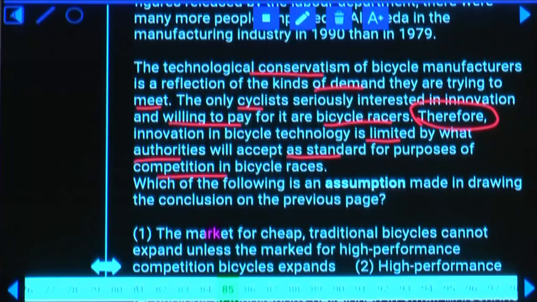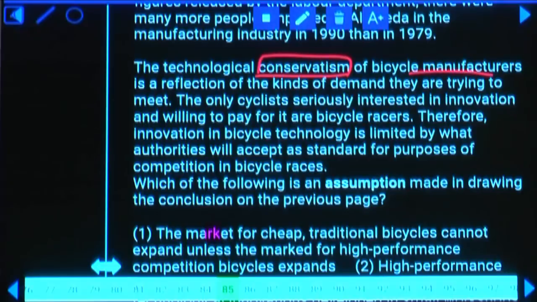Okay? Now, technologically, these bicycle manufacturers' conservatism. Yes, what do you mean by this one? Conservatism means, conservative means they are not showing interest. They are not trying to spend as much as they want to. They are not interested in spending, isn't it? And technologically conservative: they are not showing interest in technological change or technological innovation in the bicycle.